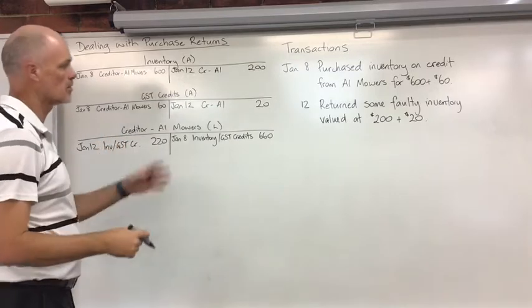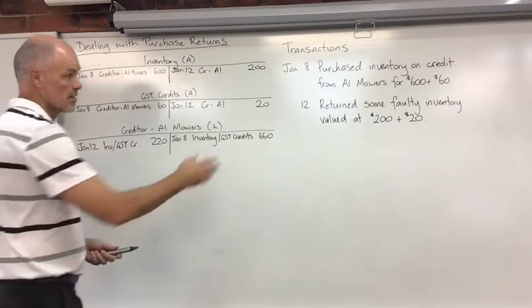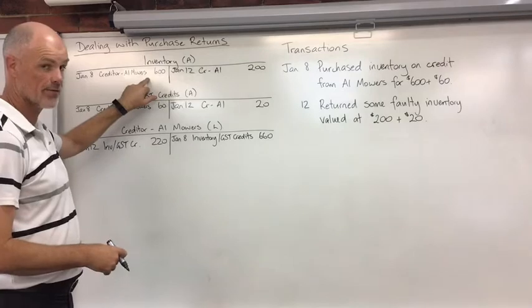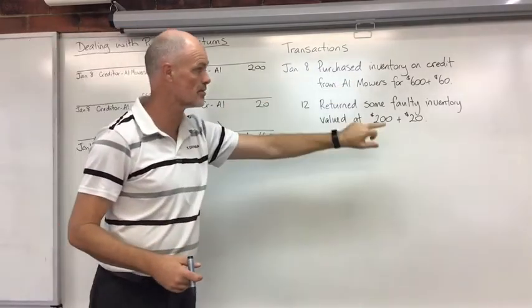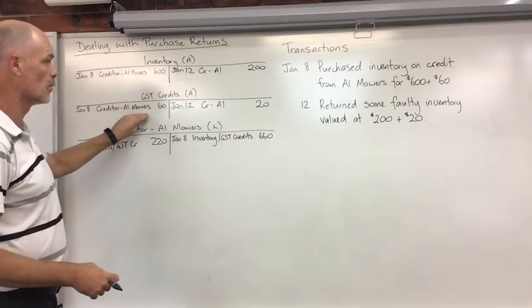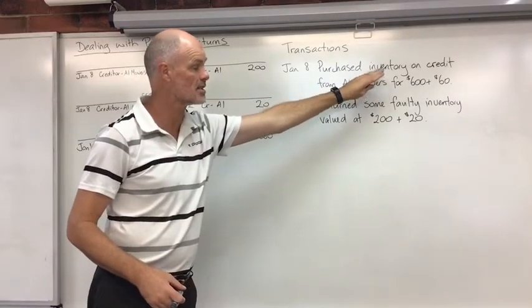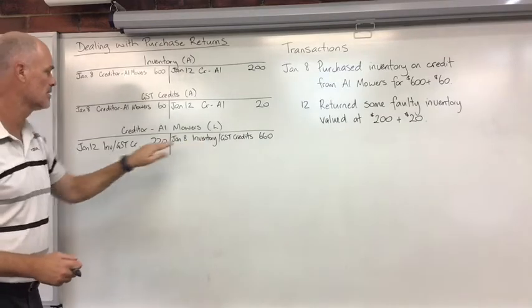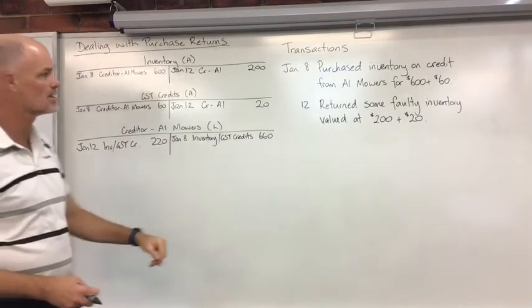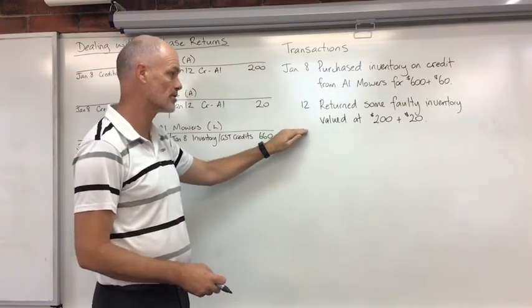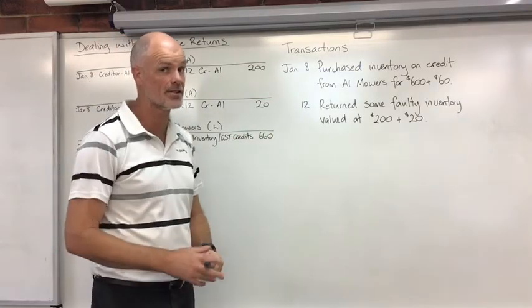And so as a result of that transaction and the return, we've got a total of $400 inventory left, which makes sense because we bought $600 but then returned $200. We've got GST credits of $40, which makes sense because we had the $60 but then we returned $20 of that. And we owe our creditor $440, which again makes sense because we here owed them $660 and then we reduced that by $220. So hopefully that's a nice easy one to finish off.